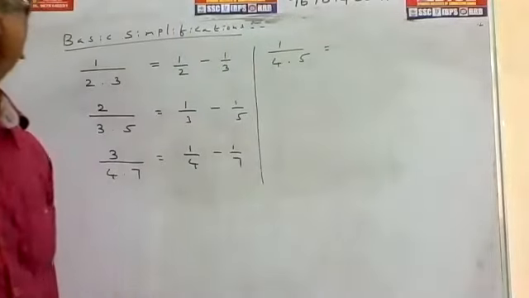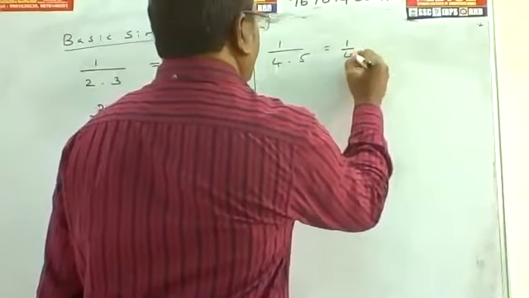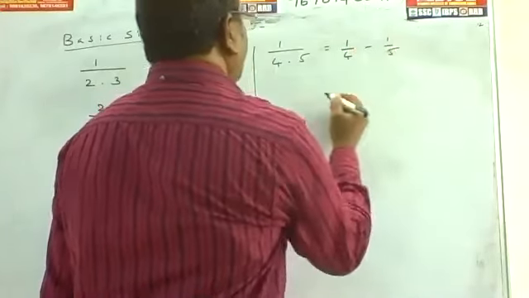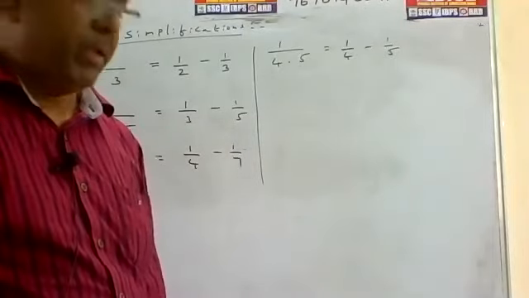1 by 4 into 5. You can write down the value as 1 by 4 minus 1 by 5. So 5 minus 4 is 1. That's why you can write down the formula: 1 by 4 minus 1 by 5.